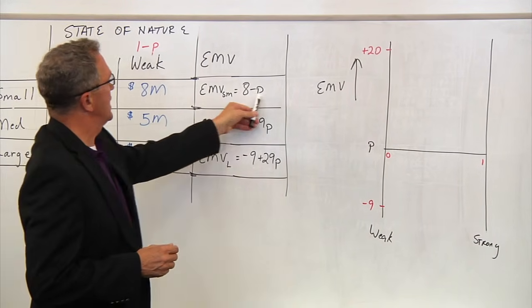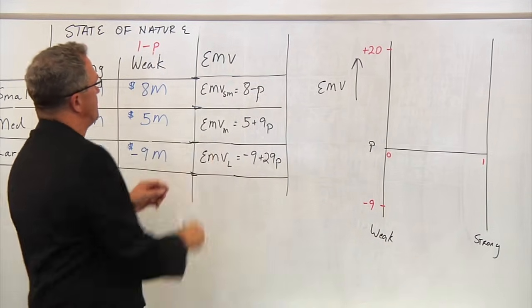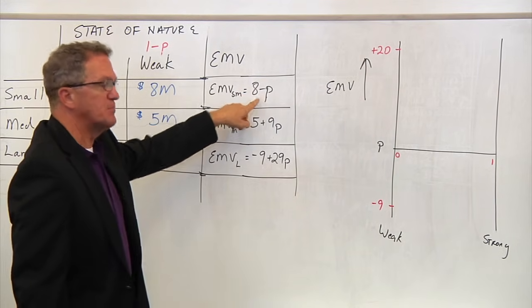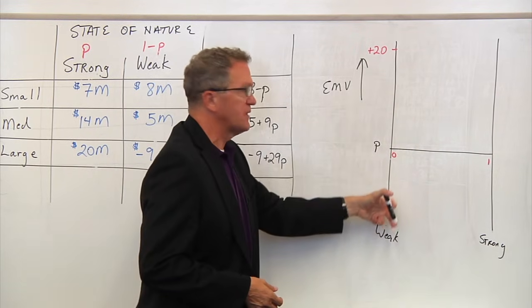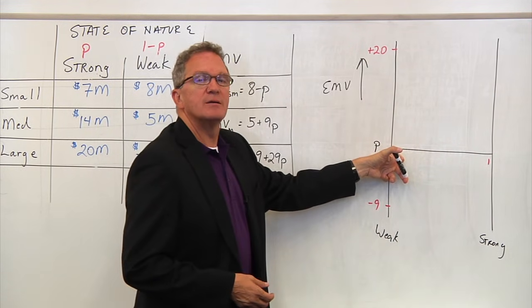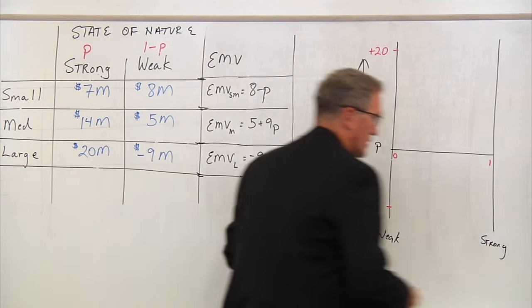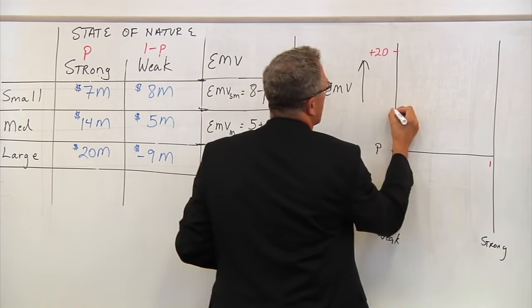Here is my equation of a line. Small. My intercept is at $8 million. This is the axis we intersect with. It's where the value of x, my horizontal axis, is 0. So for small, it intersects at $8 million.